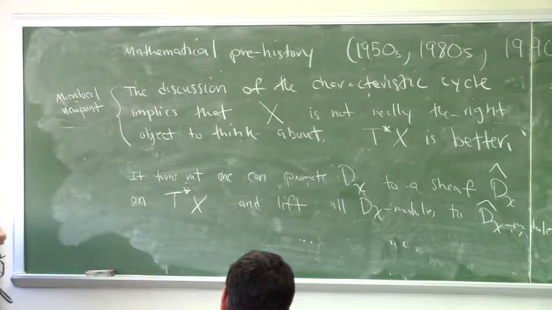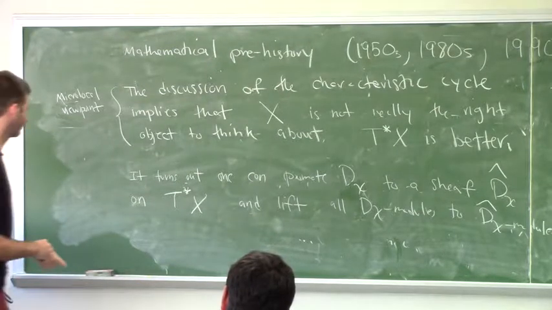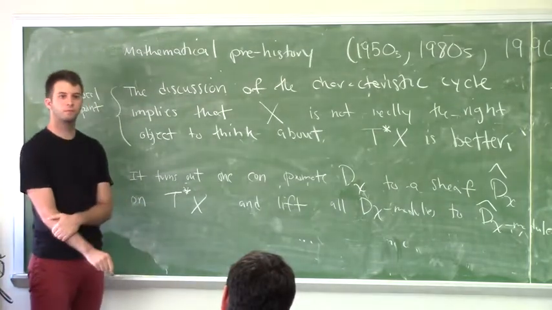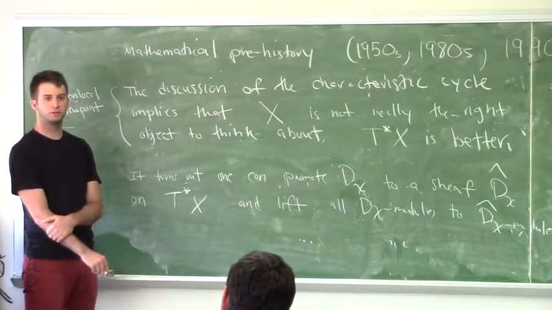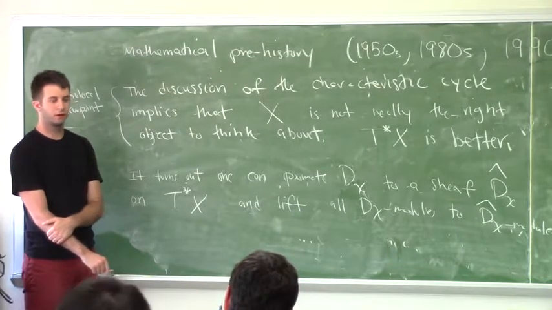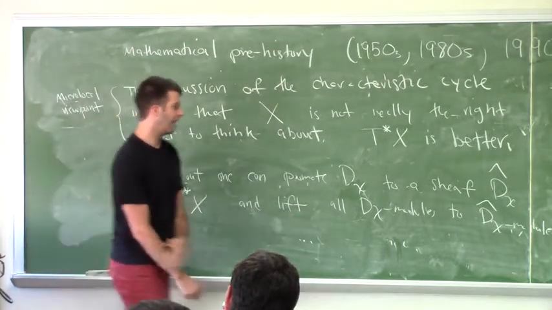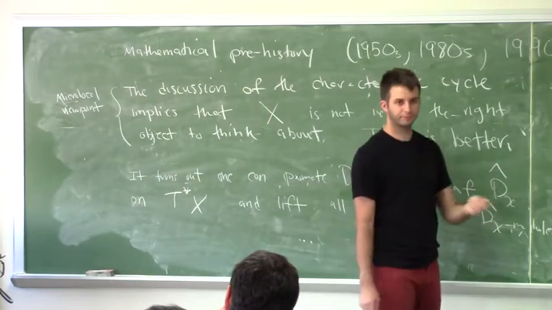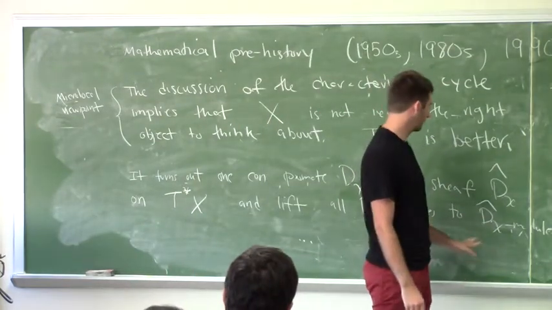Now, what you're saying is that you can actually quantize that shift by promoting it to a module over this shift of micro-differential operators. Will that depend again on the choice of a filtration, or is that going to be a functor between filtered derived categories? What exactly are you doing?